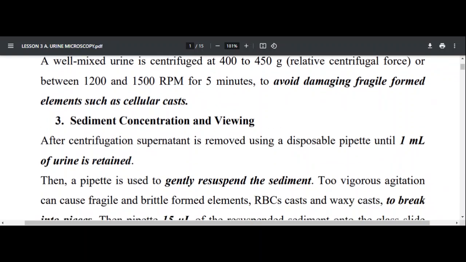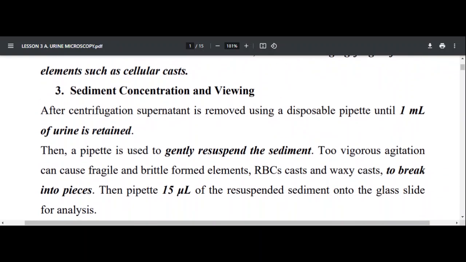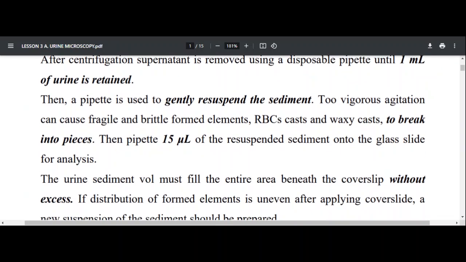So, sediment concentration and viewing. After centrifugation, of course, the supernatant is removed using a pipette until 1 milliliter remains with the sediment. Then we have to suspend the sediment, and you have to avoid too vigorous agitation of the urine in order to prevent damage or breakdown of fragile formed elements, especially urine casts or waxy casts, which can be broken into small pieces when too vigorous agitation is done.